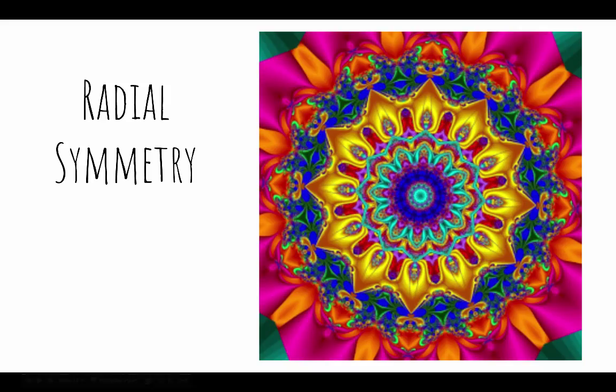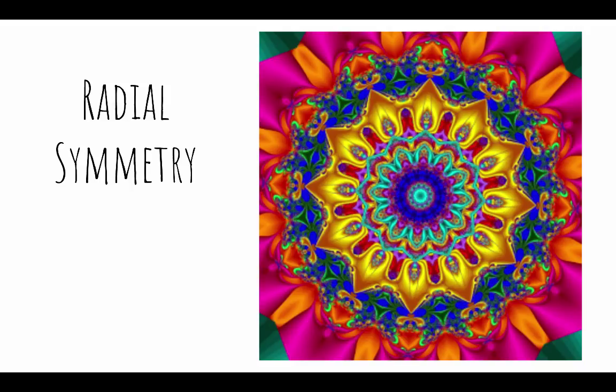Radial symmetry means that the symmetry comes out from a center point. The easiest way to think about radial symmetry is that they're slices of pie, and those slices of pie are going to be the same, repeated around in a circle. And I like this example because it shows us how we can pick these sort of crazy psychedelic colors and the image still looks relatively calming.